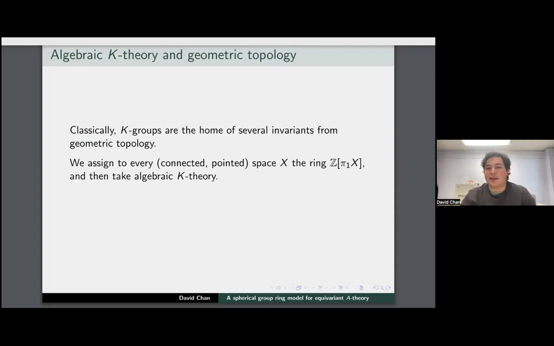Throughout the talk, I'm going to assume that the space I have is connected. It's going to make everything look a lot nicer. And it also has some base point, so I'm not going to write the base point, but pi1 X, of course, I have some base point here.